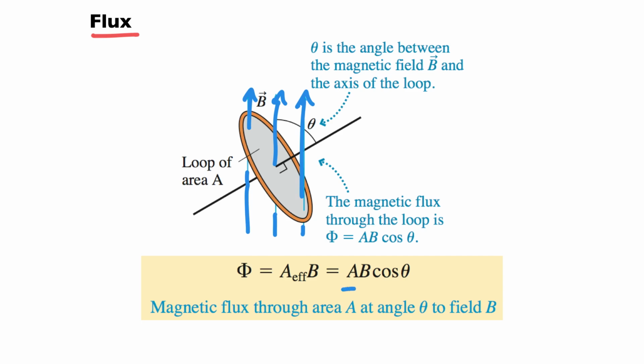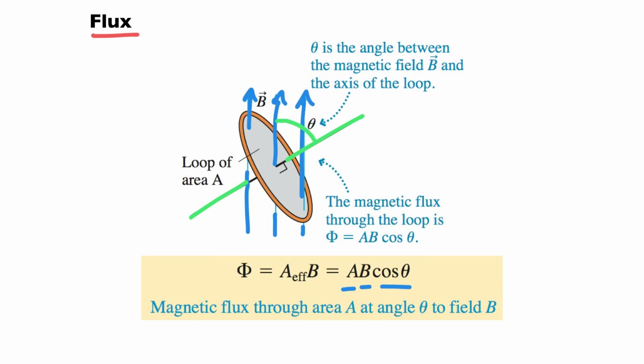The product of the area of the loop. The bigger the area, the more magnetic field goes through. Then the magnitude of the magnetic field: the stronger the field, the more field goes through. And the angle of the loop. So it's A times B times the cosine of theta, and theta is the angle between an axis of the loop, a line that is perpendicular to the plane of the loop, and the magnetic field lines.